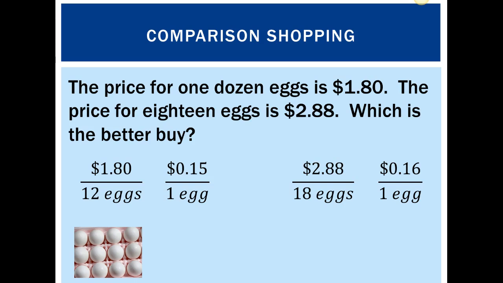In the first package, each egg costs only 15 cents, and in the second package, each egg costs 16 cents. Therefore, the first package of 12 eggs for $1.80 is the better buy.